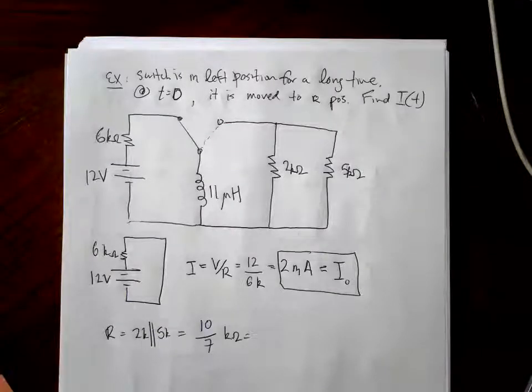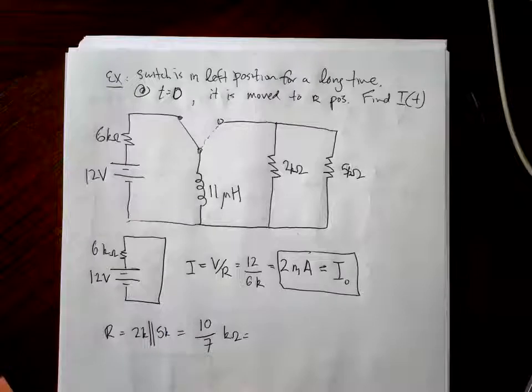Christian asked the question, is the I initial always based on what resistor is in series with the inductor? Yes. Whatever the inductor is in series with, that is going to be your current, okay? I think that's a good question. I'm going to go back to one where I think it's tricky after I'm done with this problem.